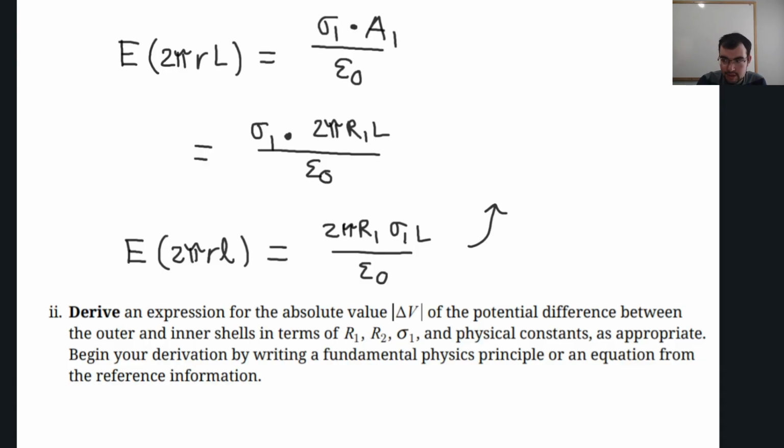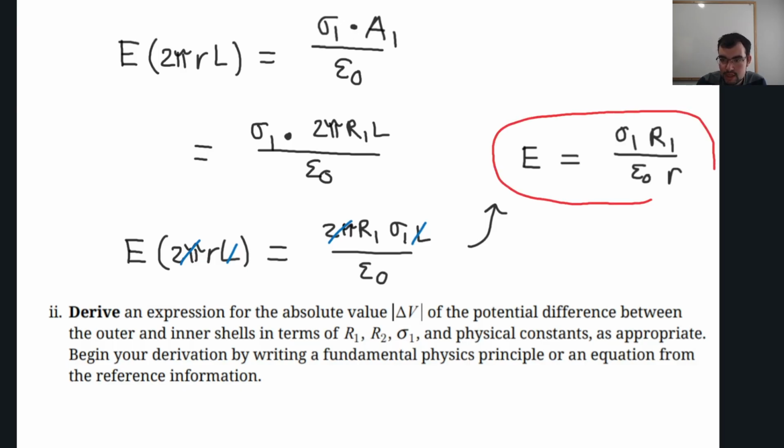And then virtually everything cancels. So my 2 pi cancels. I don't know why I changed the L to lowercase there. And we get a very simple result, actually, that says E is just equal to sigma 1 R1 over epsilon naught r. And notice that this is consistent with what we found for E for a wire, because E from a wire, or a cylinder, falls off not like 1 over r squared, but 1 over r.